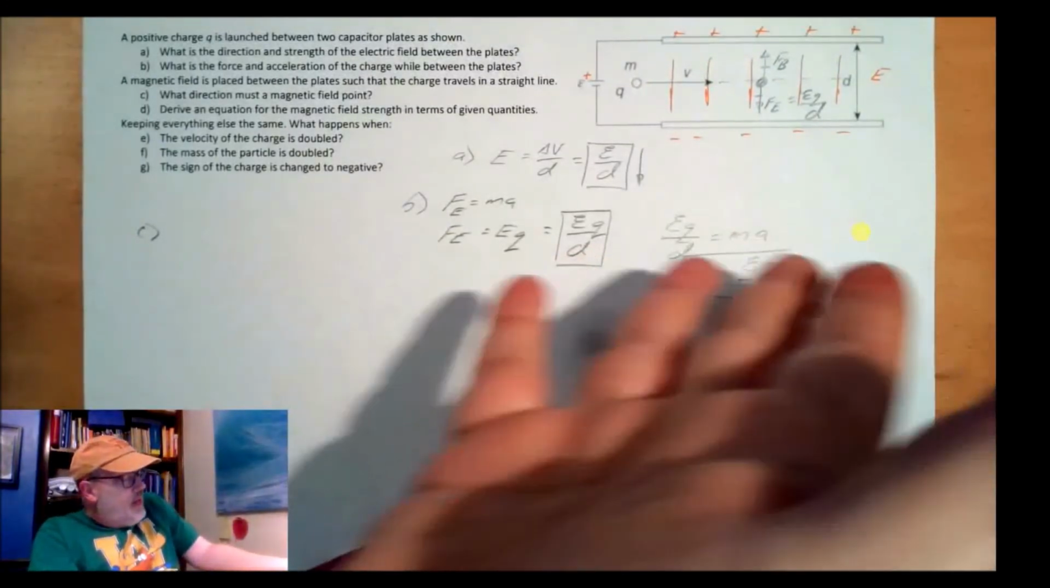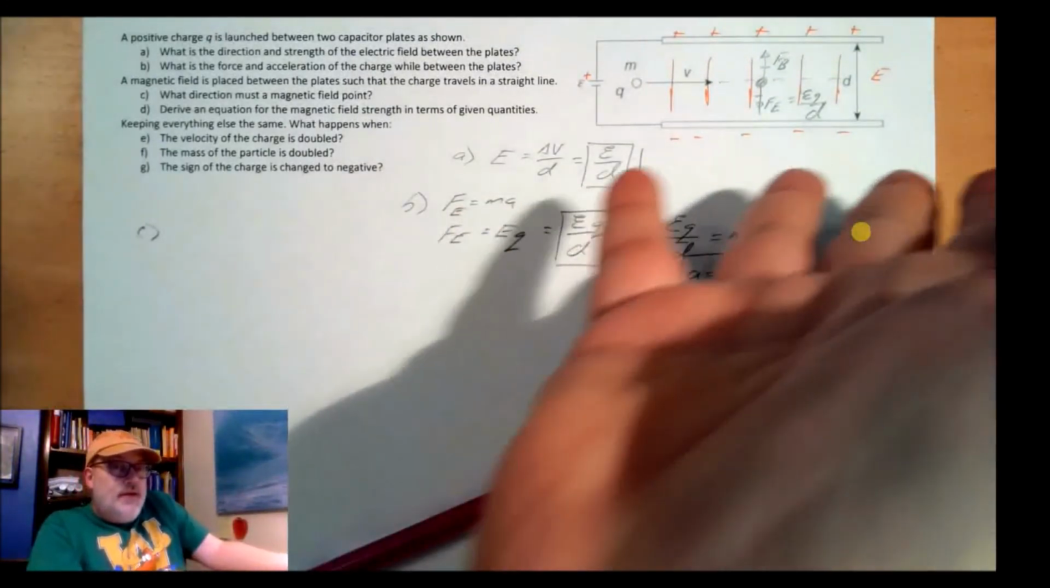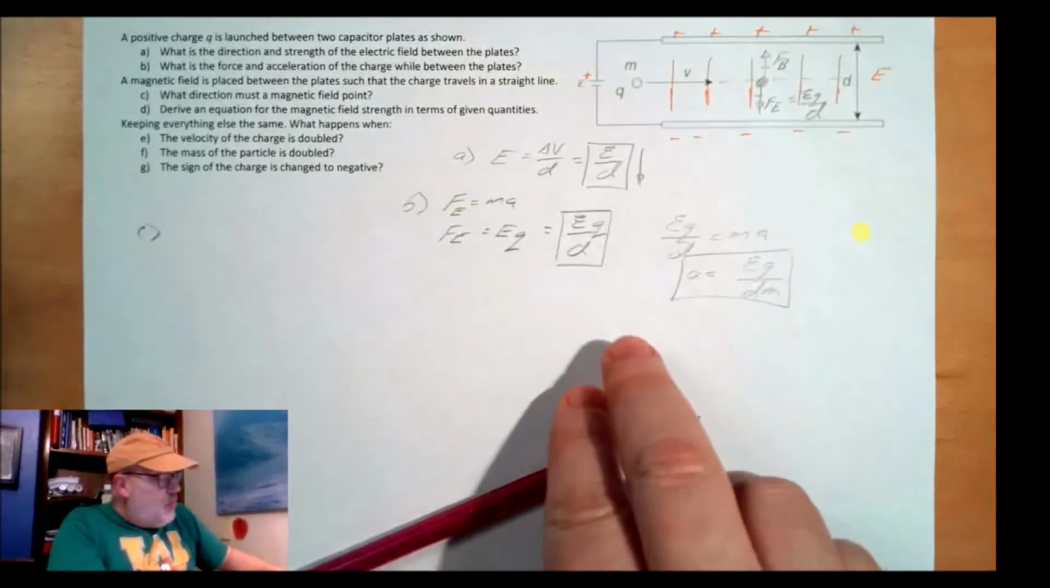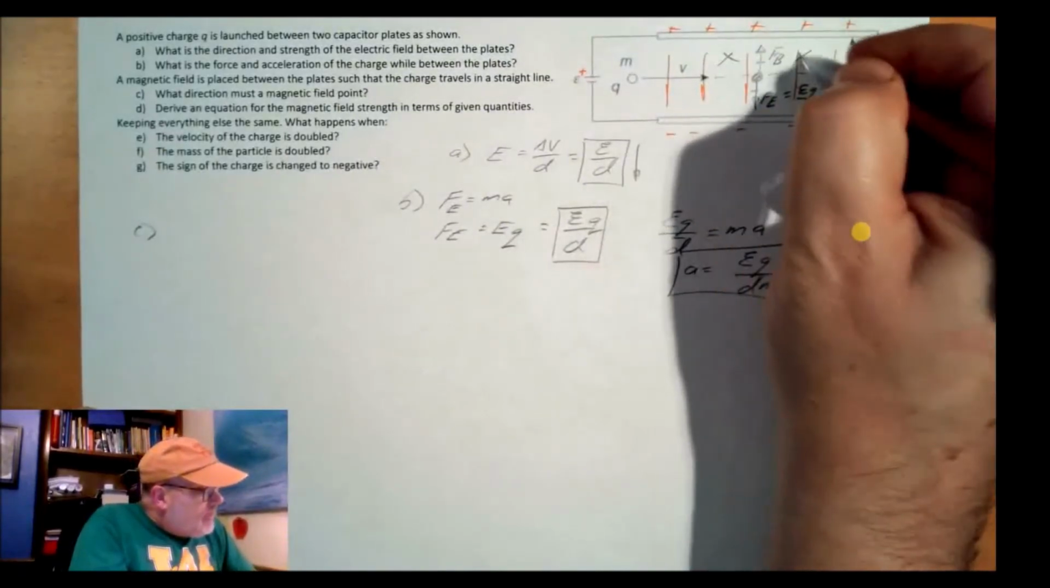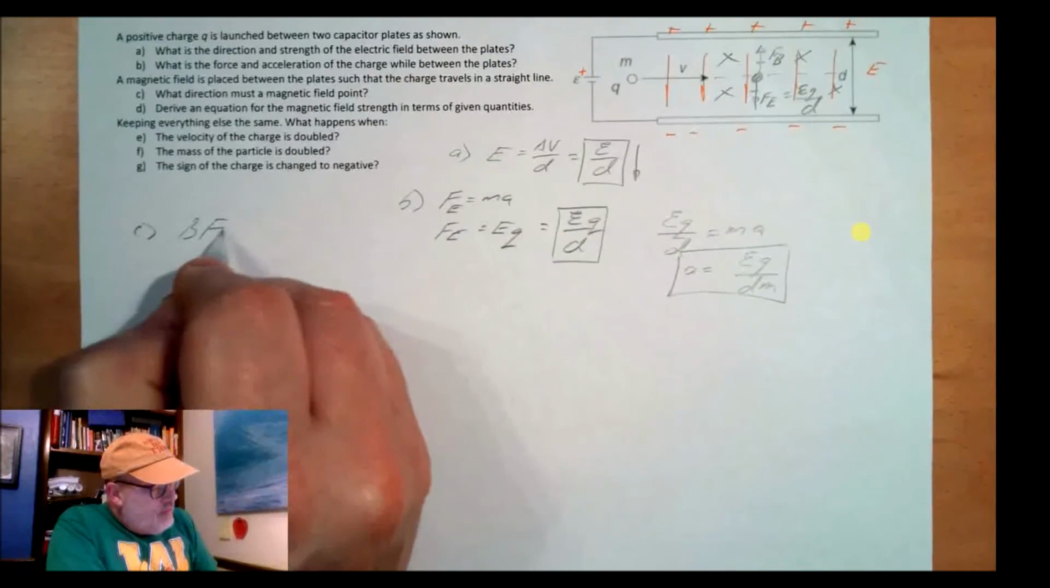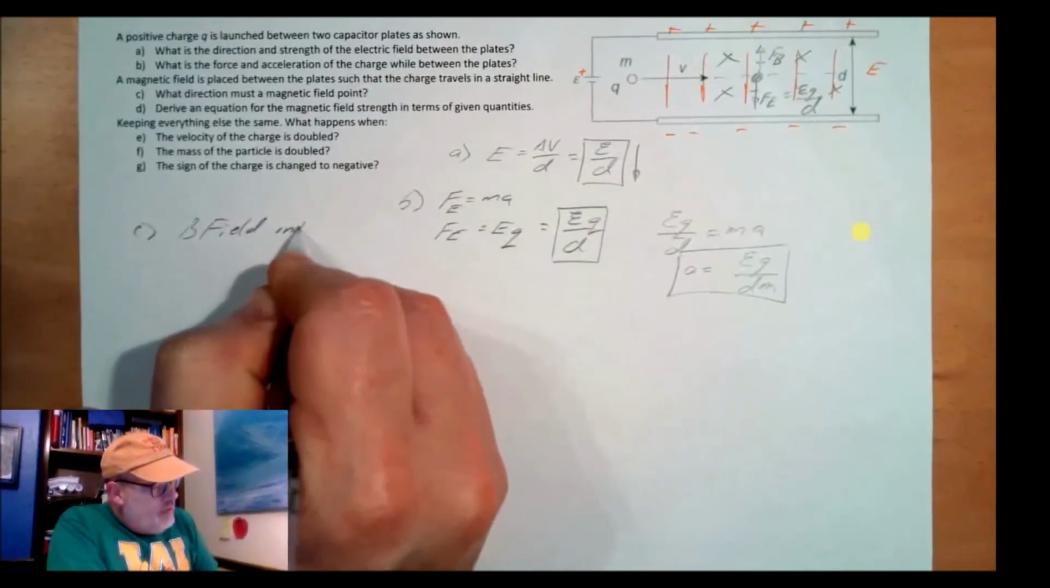So I'm going to use my right-hand rule. It's moving to the right. Magnetic force needs to be up. So my magnetic field lines have to point inward. So the magnetic field will be into the page. So B field into page.